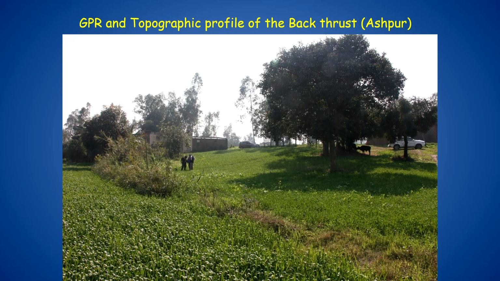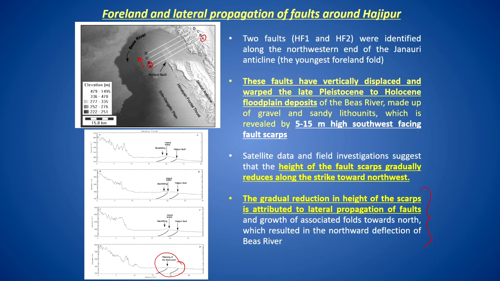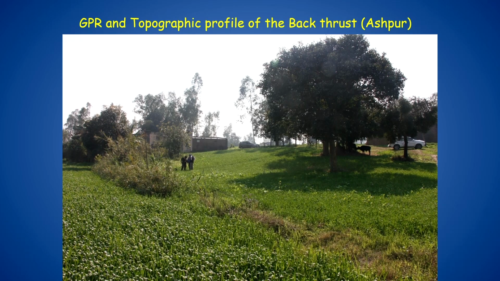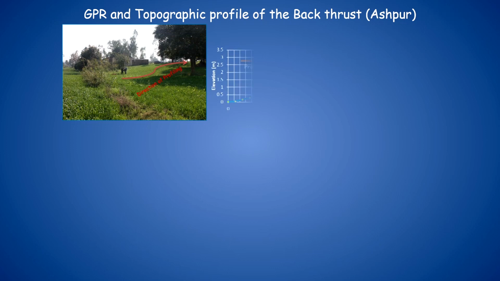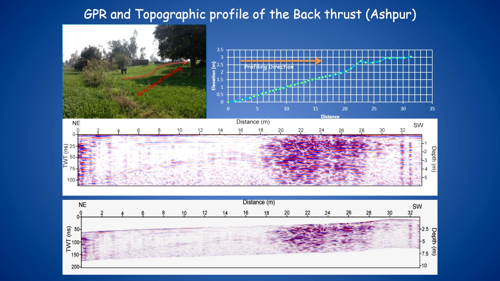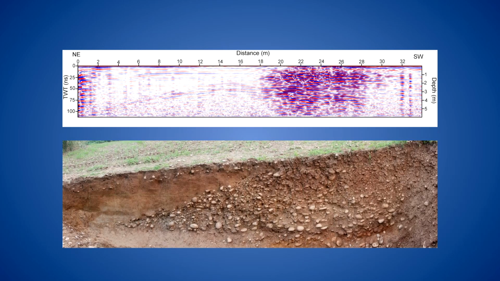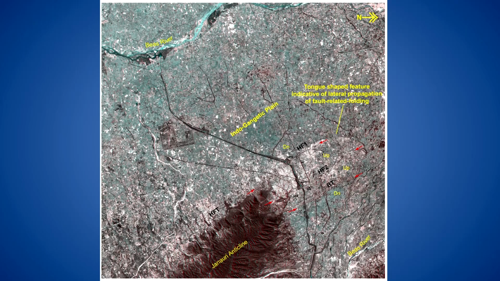So we also saw that there is a back thrust over here, and we did some studies in the back thrust area. This is a topographic profile, then we took a GPR profile, and this was the trench. We were able to see the warping here, but we were not able to go up to the fault, because the fault is sitting deeper in this area, or maybe it is very low angle.